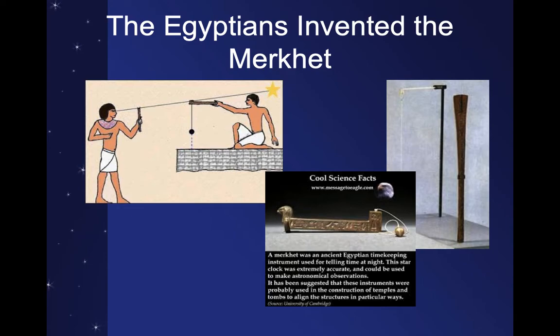The Egyptians invented the merkhet. The merkhet was an Egyptian timekeeping instrument used for telling time at night. So they used this to help them tell time. It says this star clock was extremely accurate and can be used to make astronomical observations.